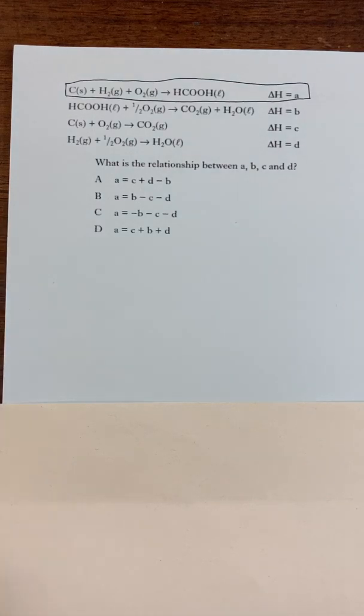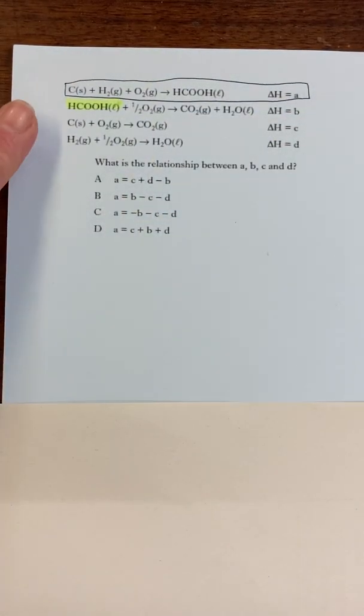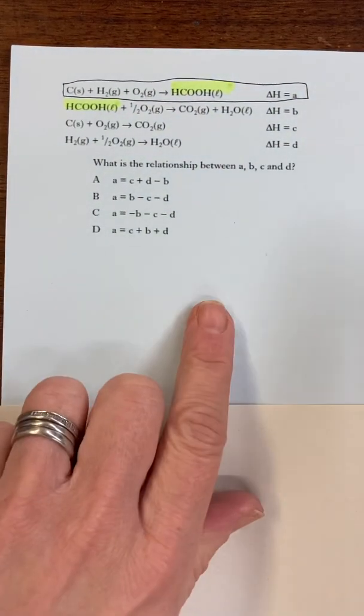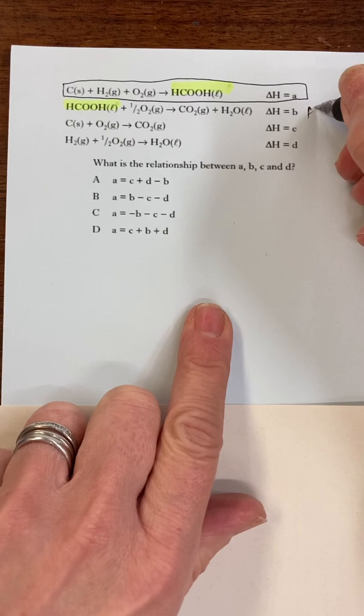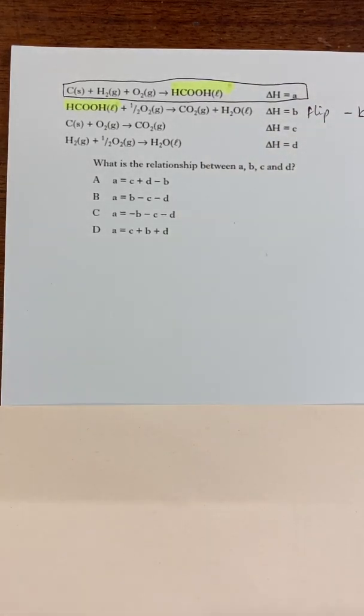Now, when you look at these, you're looking at what's in an equation and what's common with the box. So when we look at this first one here, you'll notice that it's on the left, but we need it over here on the right. Therefore, this equation here, we have to flip. So the delta H actually becomes negative B.